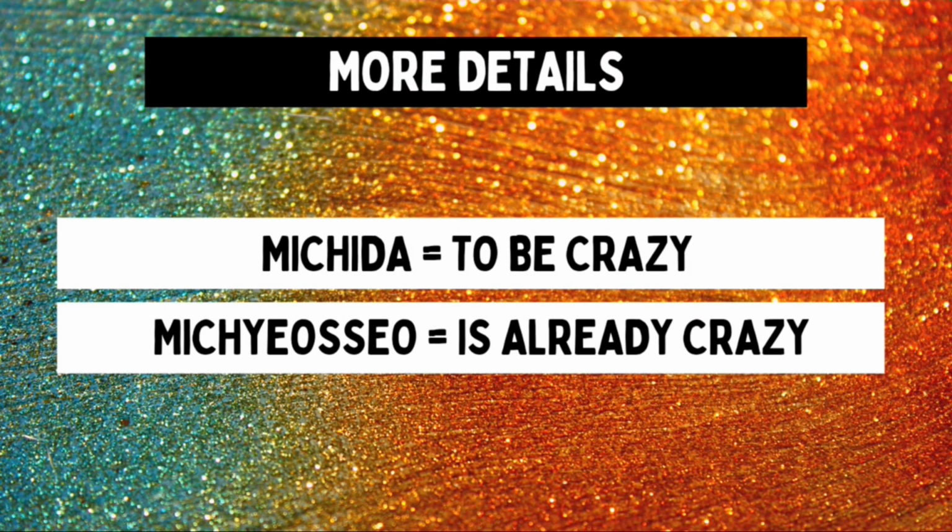So, this is what I was saying a while ago. 미치다 means to be crazy and 미쳤어 is the past tense of 미치다, which means 미쳤어 is used to say someone is already crazy. So if you notice, michida is transformed into 미쳤어 by changing the ending part. So instead of 다 at the ending, it's now 였어. So michida and 미쳤어 are related.